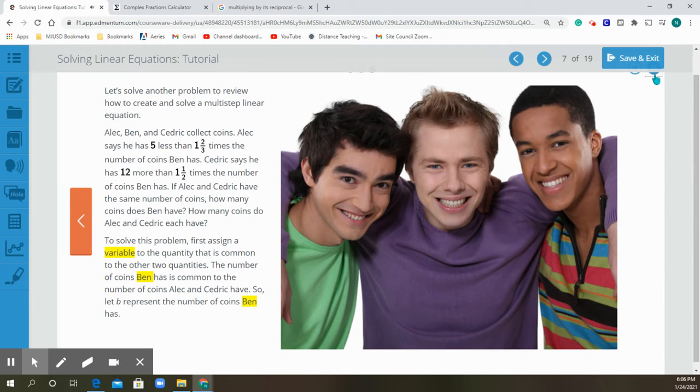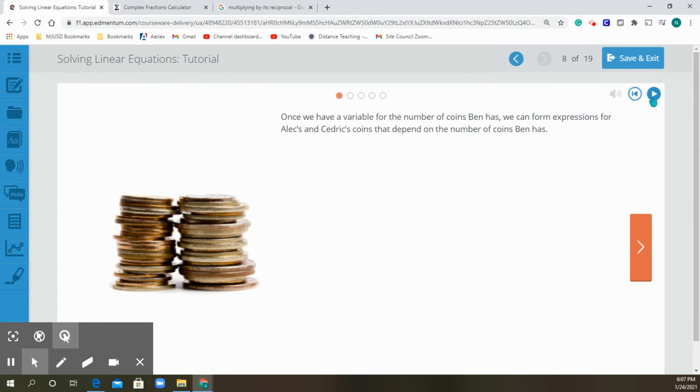To solve this problem, first, assign a variable to the quantity that is common to the other two quantities. The number of coins Ben has is common to the number of coins Alec and Cedric have. So let B represent the number of coins Ben has. Once we have a variable for the number of coins Ben has, we can form expressions for Alec's and Cedric's coins that depend on the number of coins Ben has.